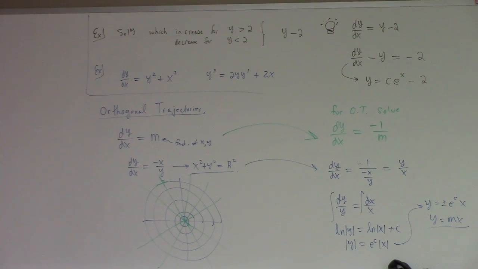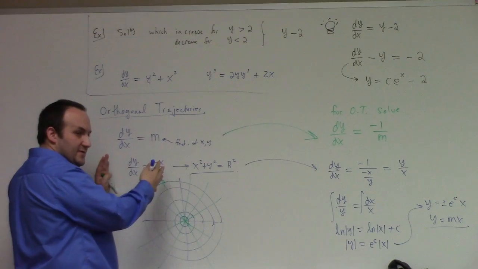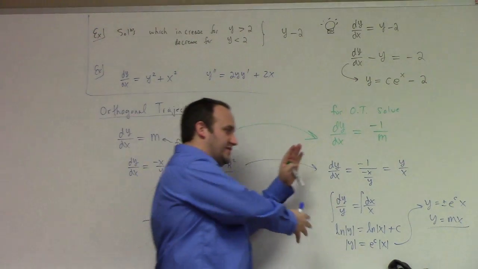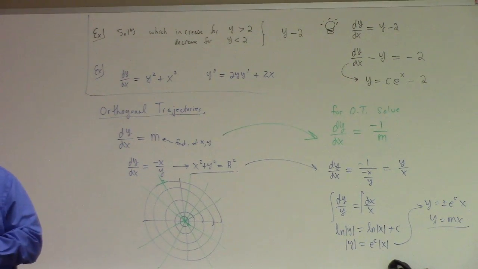If you didn't understand every single thing I just said, it's okay. The bigger picture here is to find orthogonal trajectories: you take the differential equation you're given and take minus the reciprocal. And solutions to that will be orthogonal trajectories.